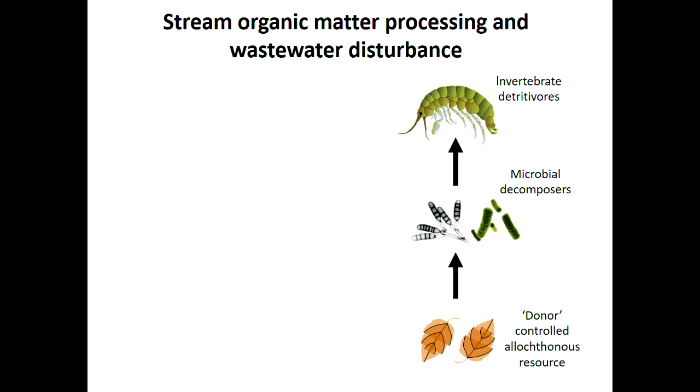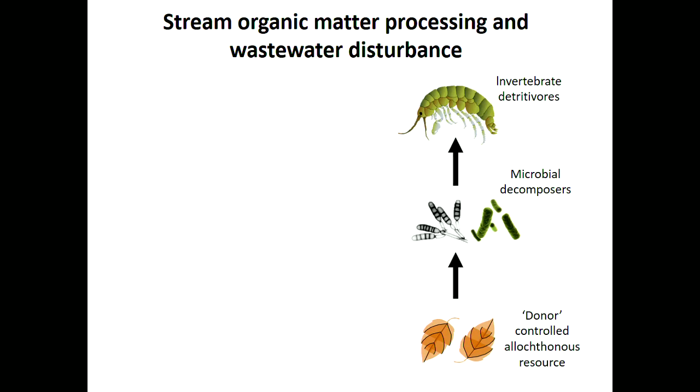Just to talk you through some more specifics about organic matter processing, you have your litter inputs, which are donor controlled from the terrestrial environment, the riparian environment. You have microbial decomposers, which are very important, conditioning this very raw material and facilitating the activity of invertebrate detritivores. And you'll see this is an amphipod. I'm going to be talking mainly about gammarid amphipods today because they're a keystone shredder in a lot of European streams.